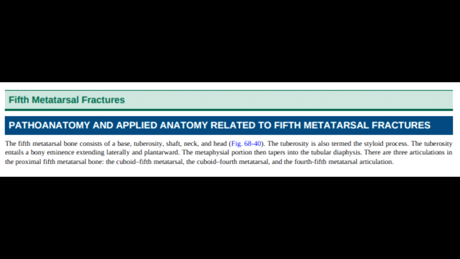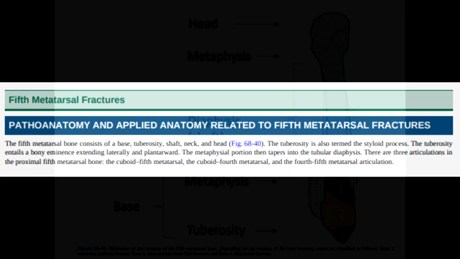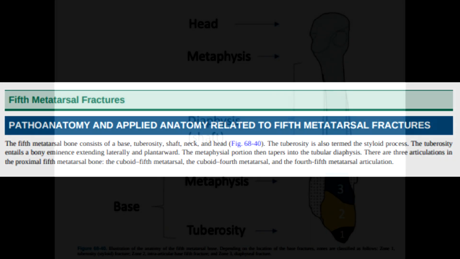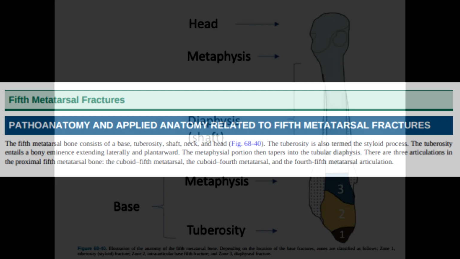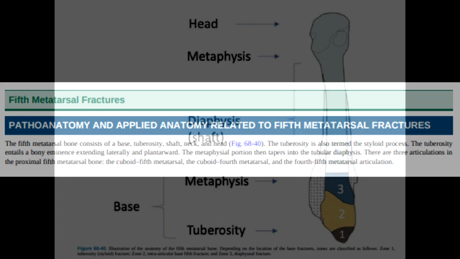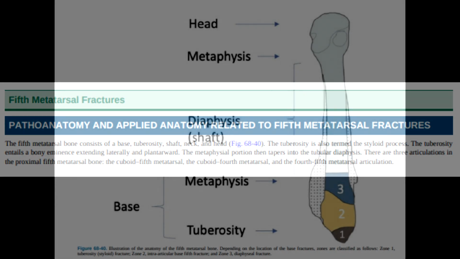The fifth metatarsal consists of 5 anatomical regions: the tuberosity, the base, the metaphysis, the diaphysis, and the head. The tuberosity, also known as the styloid process, is the prominent lateral proximal projection. It extends laterally and plantally. The metaphysis transitions into the shaft, and the proximal fifth metatarsal articulates with 3 bones: the cuboid, the fourth metatarsal, and the fifth metatarsal base.